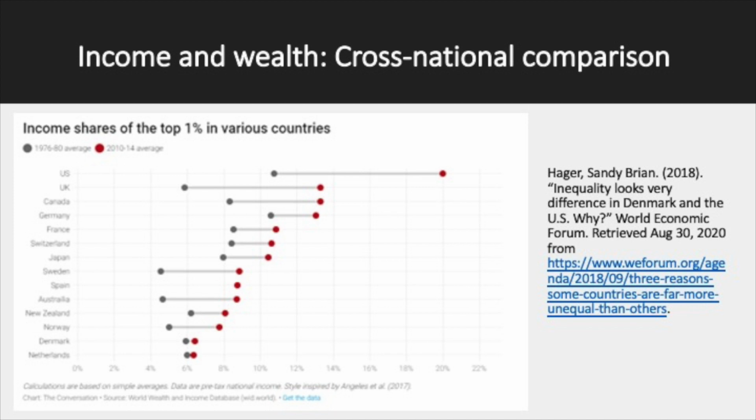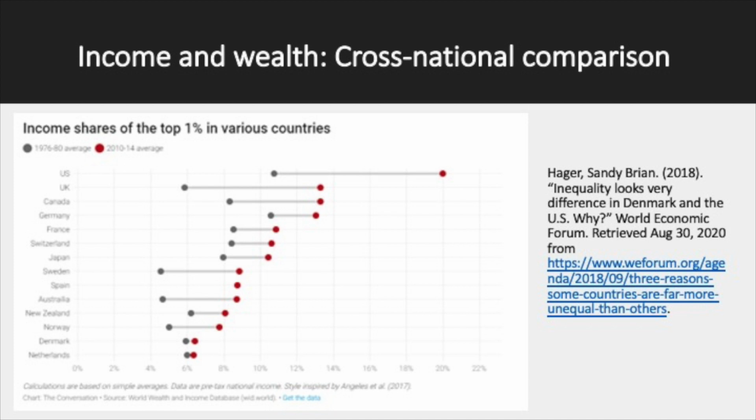Another way of thinking about or visualizing the extent of income and wealth inequality in the US is to compare the extent of inequality in the US to other countries. So here's a figure that shows you income inequality. So this is not looking at wealth, just income. It's looking at income shares of the top 1%. And it's looking in various countries, and it's giving you 2 time points. So around 1980 compared to 2010 to 2014.